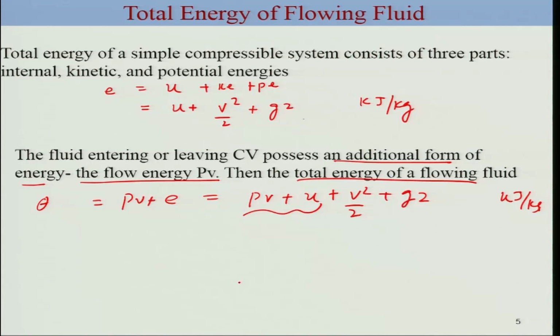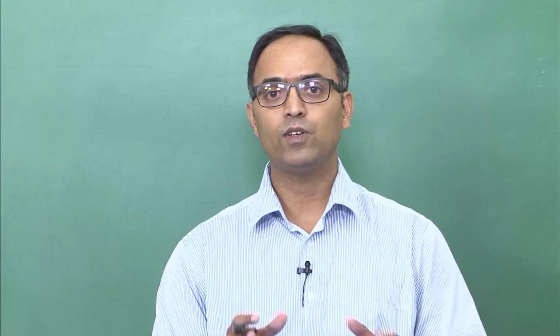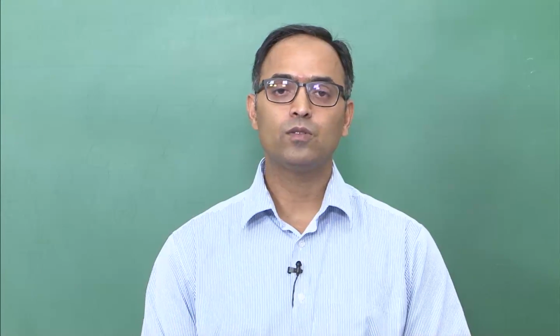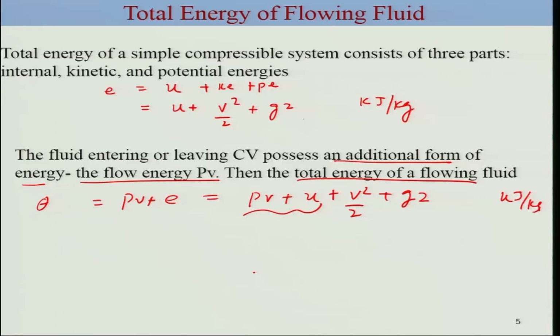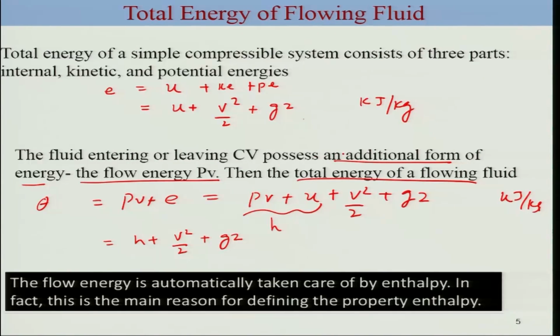Now, this expression we have already defined when we were discussing the table. So, this P v plus u would be defined as enthalpy. So, h essentially is nothing but P v plus u, that is by definition. So, we can write this total energy of a flowing fluid in terms of h plus V square by 2 plus g z. Okay. So, note that the flow energy which we have added now is automatically accounted for within the enthalpy of the fluid. Okay, and that is precisely the reason why we have introduced enthalpy, to make use of the expression in a simpler form.